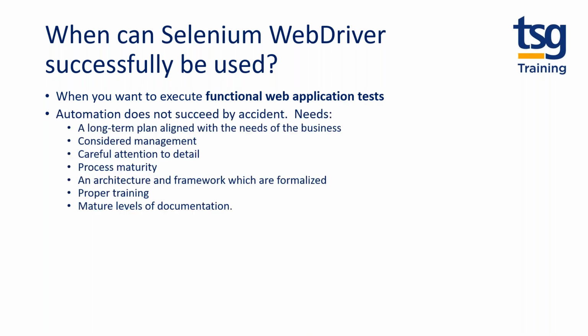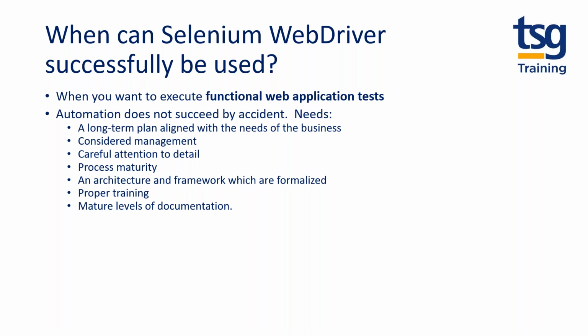Now, automation does not happen by accident. Success doesn't happen by accident. The chances of success, though, are increased if you've got a long-term plan, and this long-term plan is aligned with the needs of the business. You've got solid, intelligent management behind you. You've got close attention to detail, but you've also got process maturity.